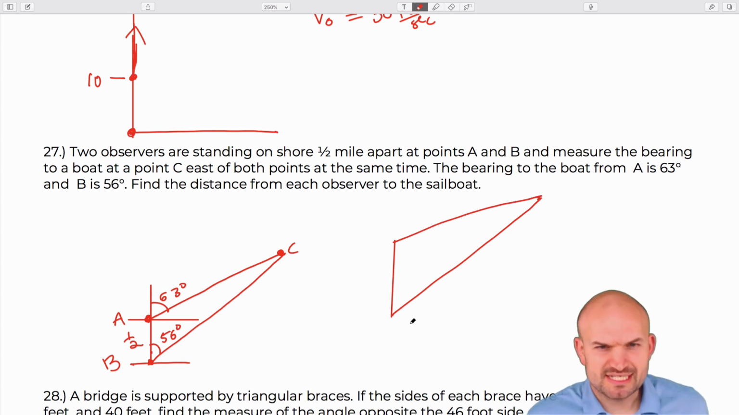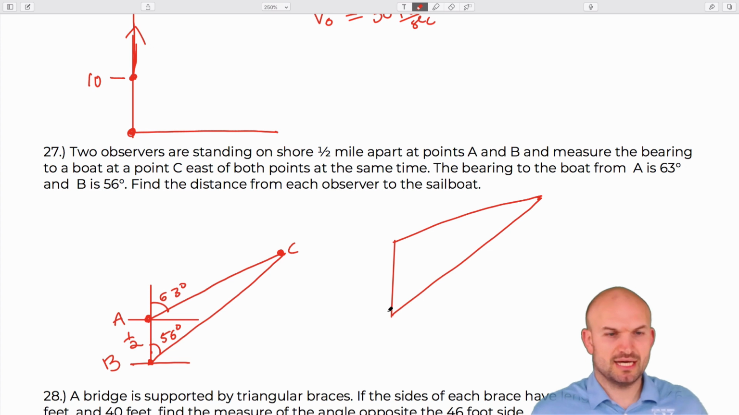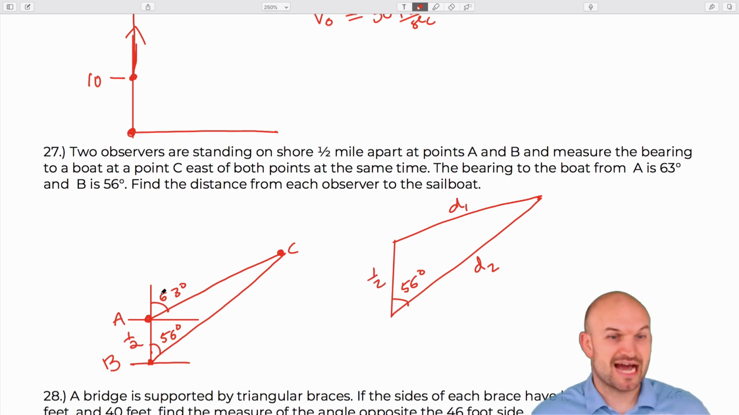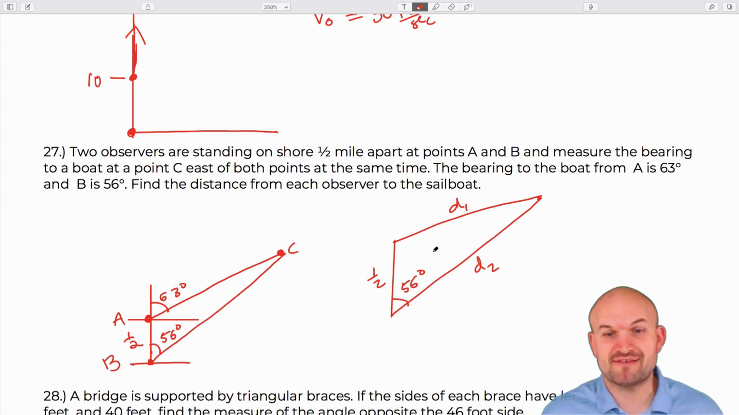And then what is the distance from each observer to the sailboat? So therefore, we need to be able to figure out D1 as well as D2. Now we have this angle, 56 degrees, and that's 1/2. Here we're going to want to use supplementary angles. If I know this is 63, then I can figure out this angle to be 117 degrees.